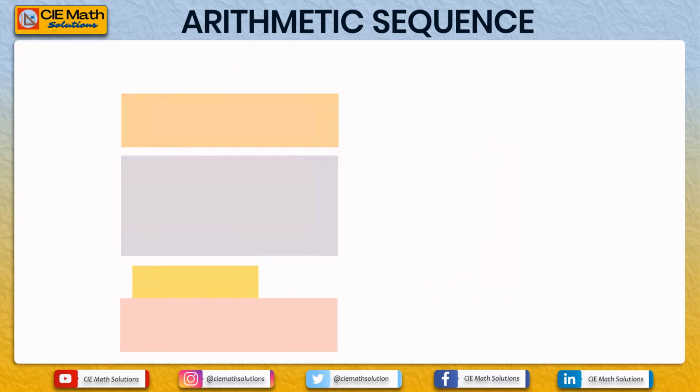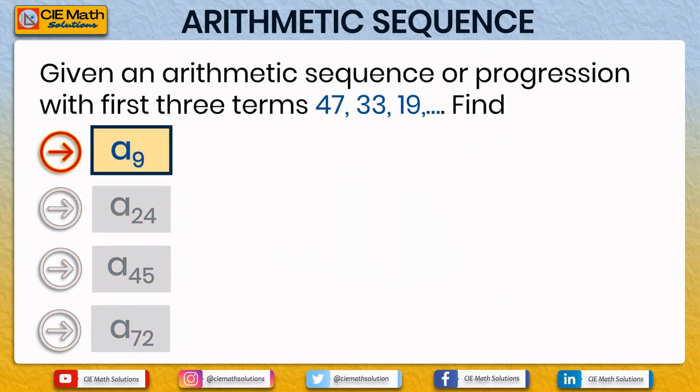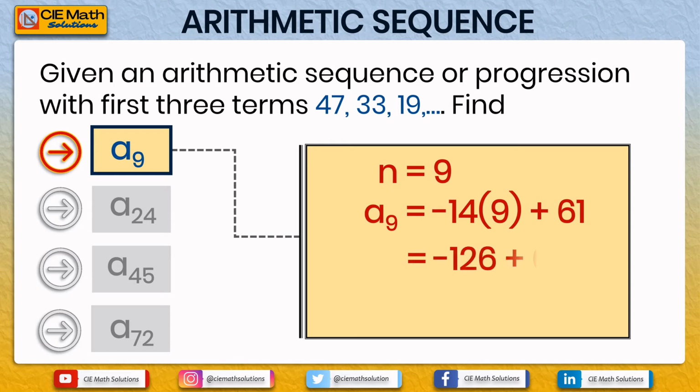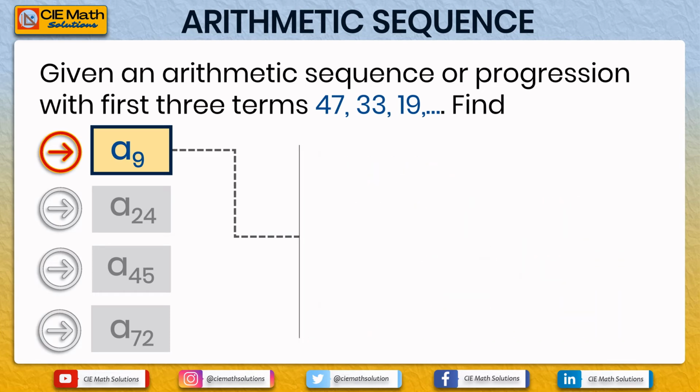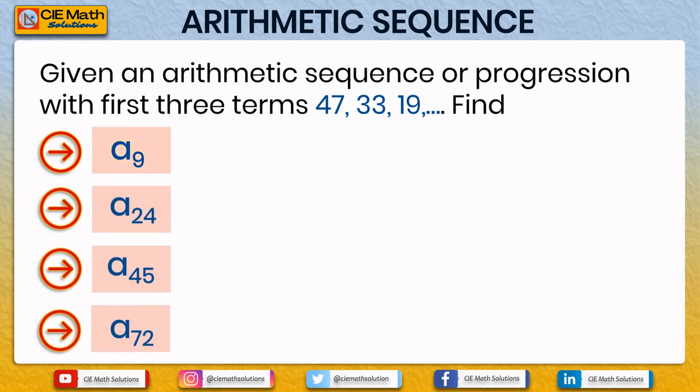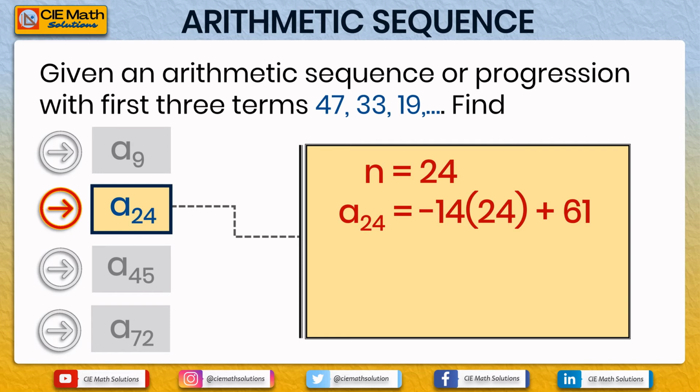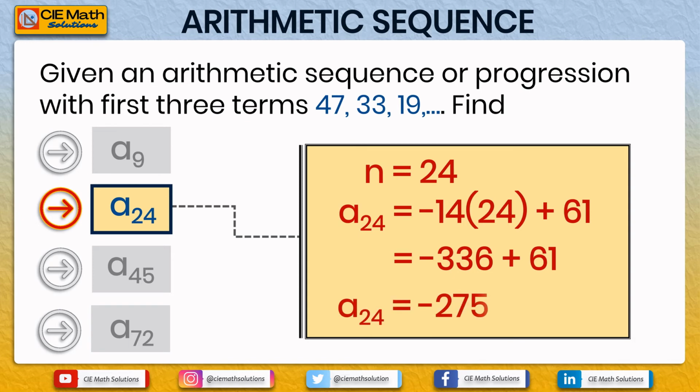Going back to the items, to find A9, or the ninth term, we will use n equals 9. Substituting this value, that will give you A9 equals negative 14 times 9 plus 61. That is negative 126 plus 61, which is negative 65. To find the second item, which is A24, the value of n here is equal to 24. Substituting this value, negative 14 times 24 plus 61, that will give us negative 336 plus 61, which is equal to negative 275.